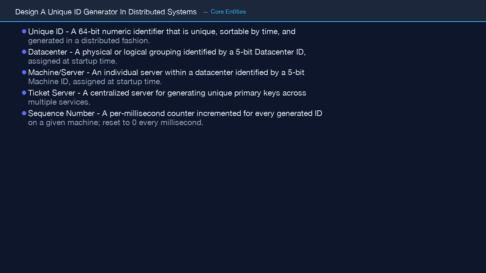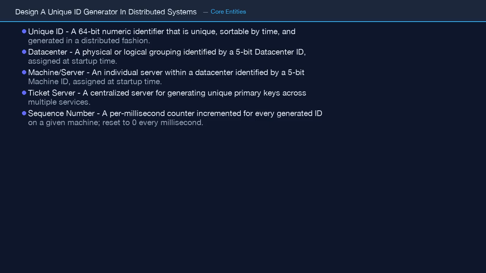Next is the data center. A data center is a physical or logical grouping of machines, and it's identified by a 5-bit data center ID. That 5-bit field gives us up to 32 distinct data centers. This ID is assigned at startup time, meaning it's baked into the configuration when the service comes online rather than being negotiated dynamically. Closely related is the machine, or server.